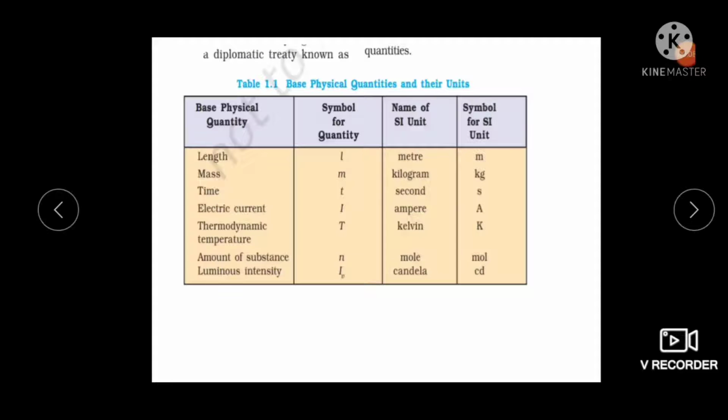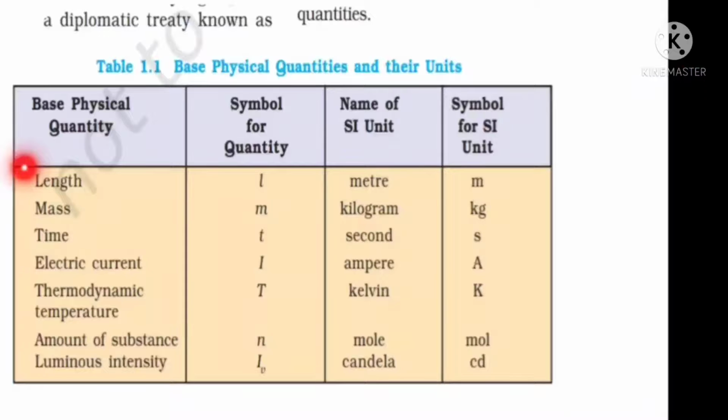In the International System of Units, there are 7 base units. The 7 base units are length, mass, time, electric current, thermodynamic temperature, amount of substance, and luminous intensity. Length is represented by the symbol small letter l. The name of the SI unit of length is meter, and it is represented by small letter m.